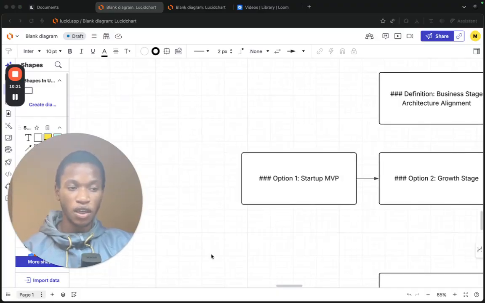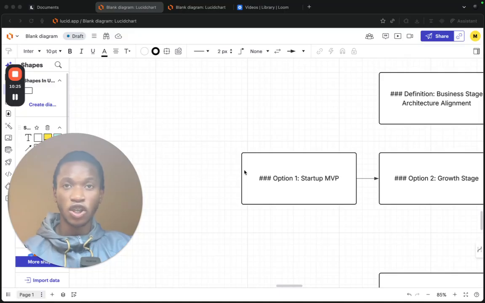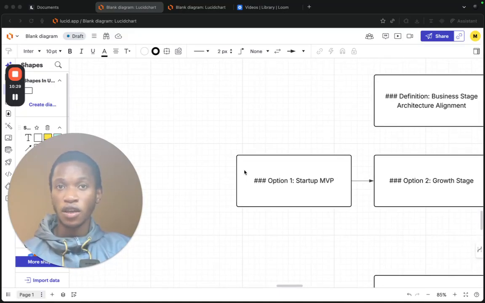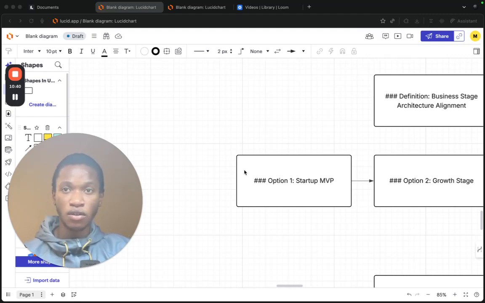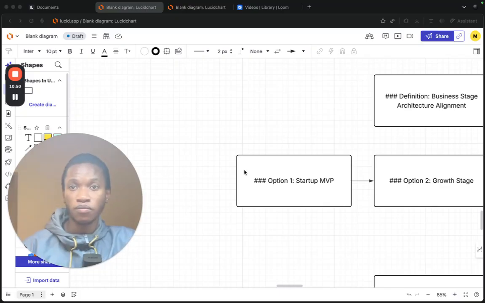So, business stage and architecture alignment. Option one, you're just starting. This is the MVP stage, right? This is like opening your first restaurant. You don't need a massive kitchen. You need a stove, a prep counter, basic supplies, quick turnaround. You focus on, does anyone want our food? Can we make it, and can we serve it fast?